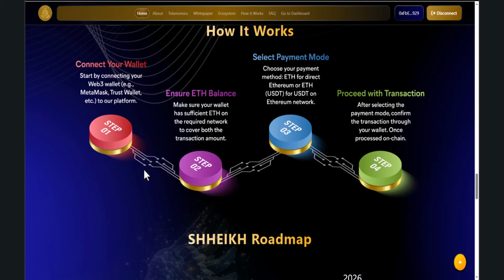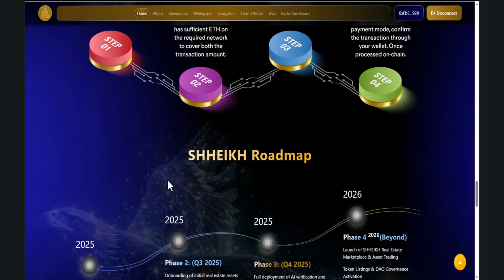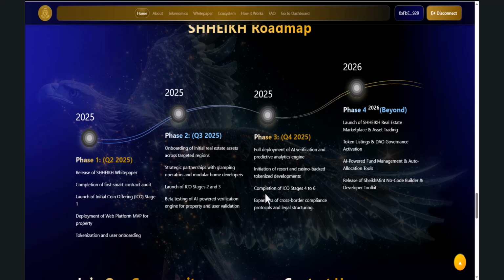How does it work? Here you can see some of its steps. First of all, connect your wallet, and secondly, ensure you have an Ethereum balance, and in the third step, select a payment method in Ethereum. In the last step, proceed with the transaction. After selecting the payment mode, confirm the transaction through your wallet. Once processed on chain, here you can see the most important part, which is called the roadmap.